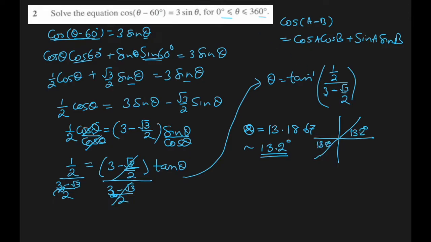So what are the two angles then? The first angle will be this one only, which is acute itself. The first answer is 13.2 itself. And the second will be from here to the line, which is 180 plus 13.2, which is 193.2 degrees. This is the second answer.